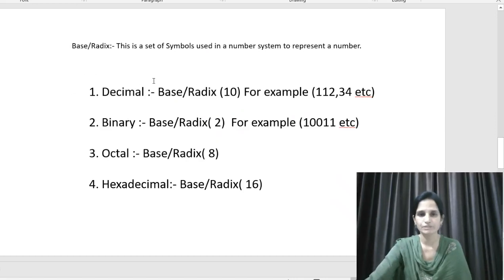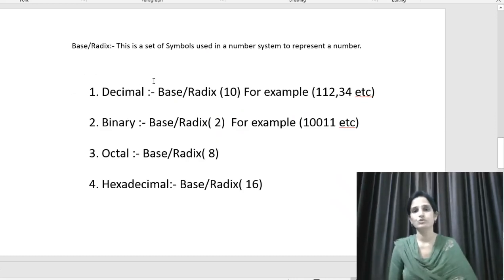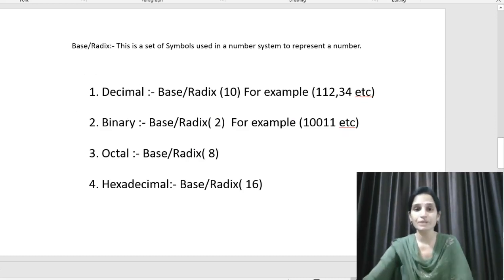First is the decimal. The base and radix of the decimal number system is 10. What do you mean by the base? Base and radix are both the same thing. This is a set of symbols.